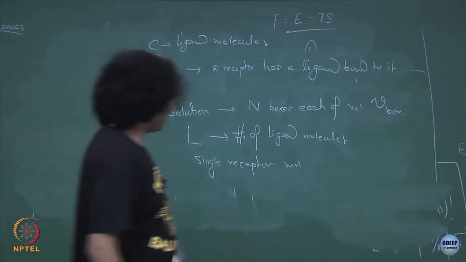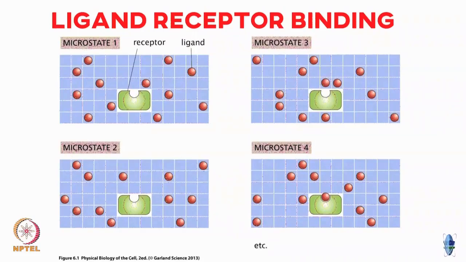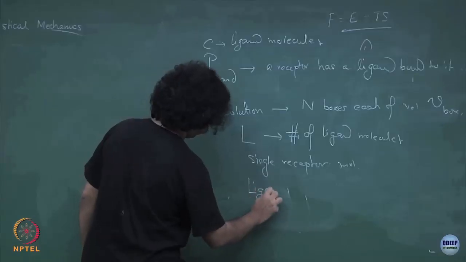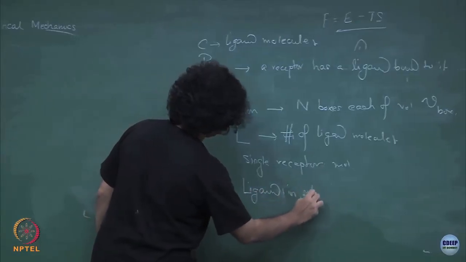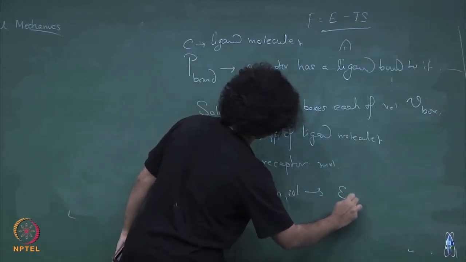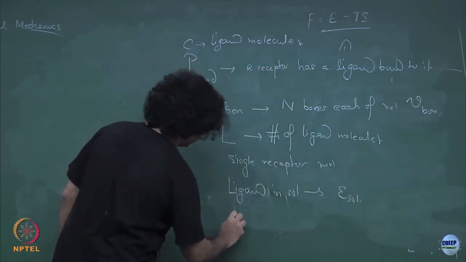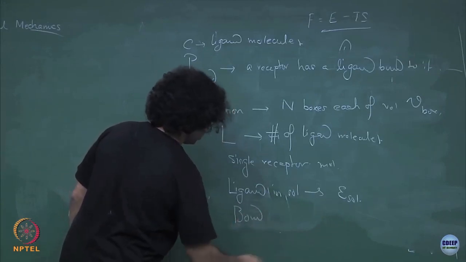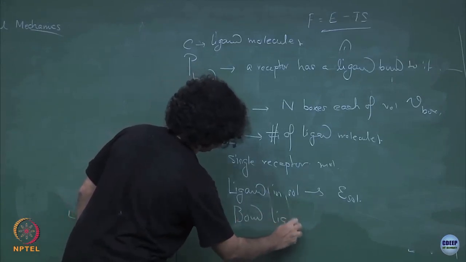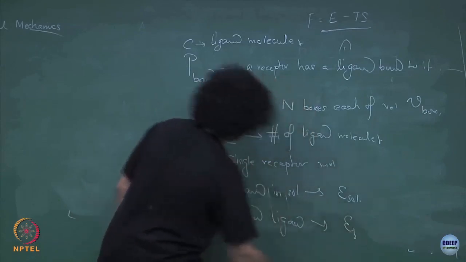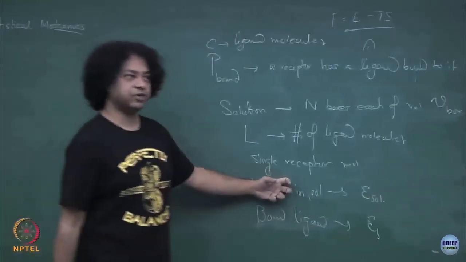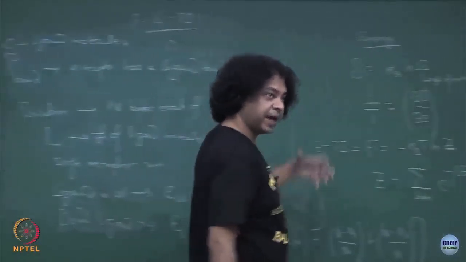Now, of course, when a ligand binds to the receptor, it sort of lowers its energy. It's energetically favorable for this ligand to come and bind to the receptor, right? So, let's say a ligand in solution has some energy. Let me call it epsilon solution, and a bound ligand has a different energy. Let's call it epsilon bound, which is lower than this epsilon solution. So, it lowers its energy by binding to the receptor.